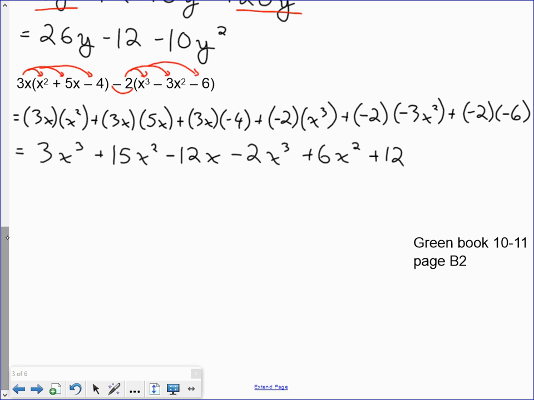Do we have any like terms? Well, let's see. We've got a 3x cubed and a negative 2x cubed, so those are like terms. We've got a 15x squared and a 6x squared. Those are like terms. And that's all we have.